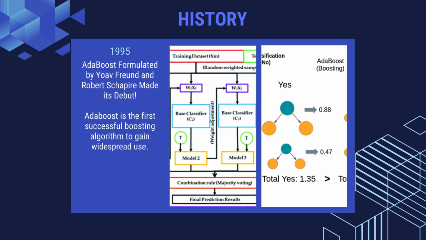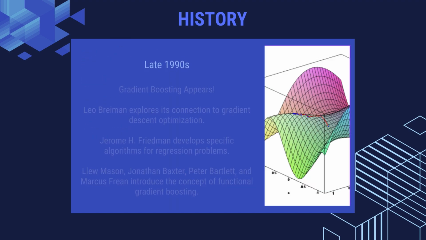In 1995, AdaBoost, formulated by Yoav Freund and Robert Schapire, made its debut. This is a major breakthrough because AdaBoost, or adaptive boosting, is the first successful boosting algorithm to gain widespread use. Imagine AdaBoost like a teacher who focuses on helping students struggling with specific topics. It gives more weight to challenging examples, ensuring everyone gets the support they need.